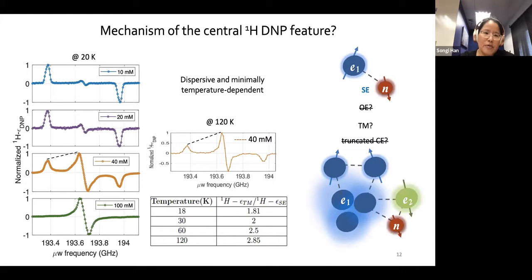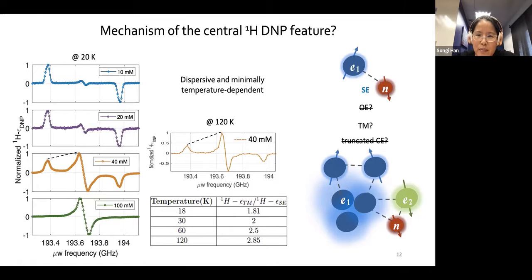We can get some clues. First of all, by the shape, it's clearly dispersive. That's one. The other aspect is 20 Kelvin to 120 Kelvin, all the way: 20 Kelvin, 30, 60, 120 Kelvin. The effect is there across this wide temperature range. And at higher temperature, it becomes a little bit more pronounced, the central peak. So in fact, dispersive and minimally temperature dependent isn't consistent with the Overhauser effect mechanism. So we believe it's a thermal mixing mechanism.